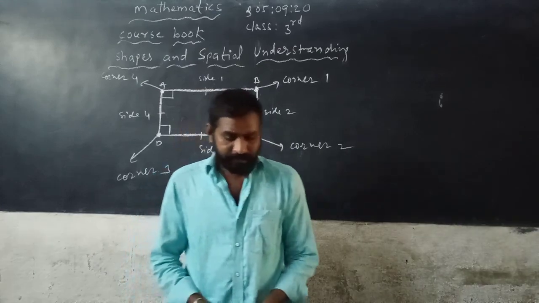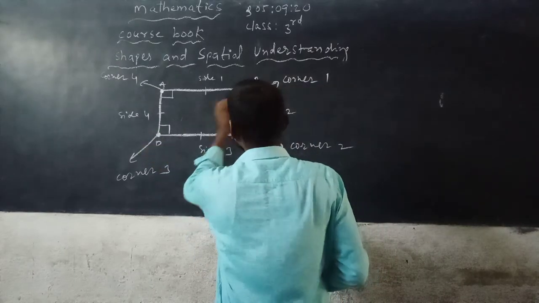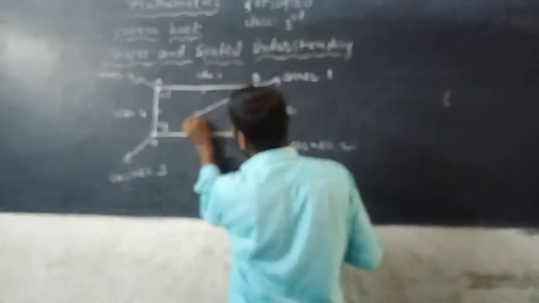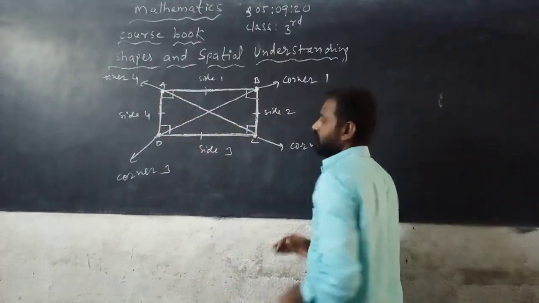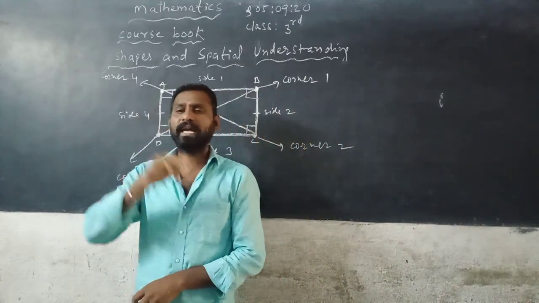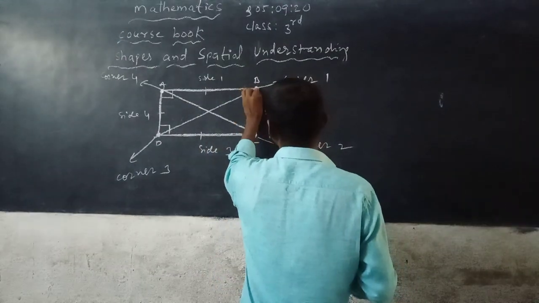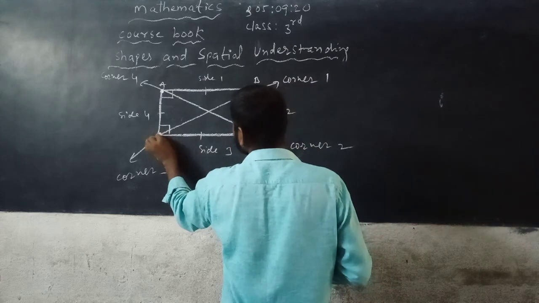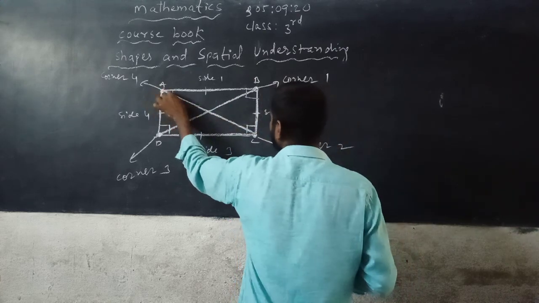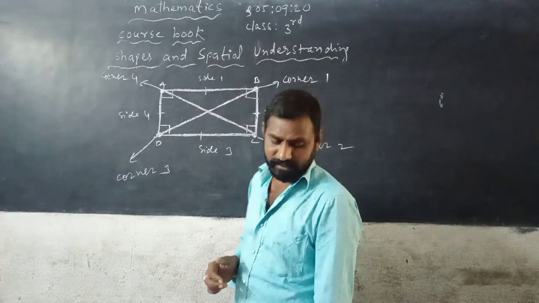See here, diagonal B and diagonal D. Join these opposite corners and you can make a diagonal. In a rectangle, two diagonals are there. So how can we get it? Join the opposite corners by using a line, and we can get a diagonal. This is called a diagonal. So it has two diagonals.